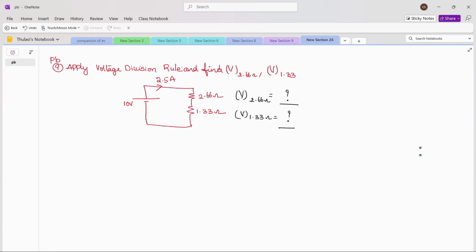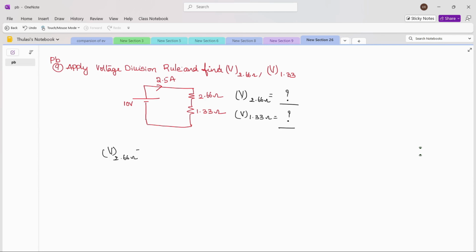Today we are going to solve this problem using the voltage division rule. The question asked is: apply the voltage division rule and find the voltage across the 2.66 ohm resistor and the voltage across the 1.33 ohm resistor. The method of solving this problem is very clear here. We need to apply the voltage division rule.